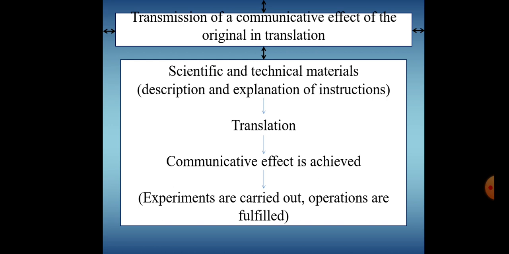The dominant function of scientific and technical materials is the description and explanation of instructions on the use of objects of reality. If the receptor of these texts can carry out a desirable experiment or fulfill given operations on a certain equipment, then the communicative effect is considered to be achieved. Sometimes the scientific information given in translation is more comprehensible, and in this case we say that translation carries out its basic pragmatic task even better than the original.